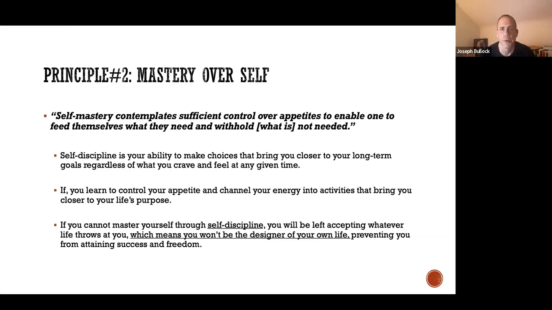So the next one is mastery over self, self-mastery. Self-mastery contemplates sufficient control over appetites to enable one to feed themselves what they need and withhold what is not needed. Self-discipline is your ability to make choices that bring you closer to your long-term goals, regardless of what you crave and feel at any given time. If you learn to control your appetite and channel your energy into activities that bring you closer to your purpose, then if you cannot master yourself through self-discipline, you will be left accepting whatever life throws at you, which means you won't be the designer of your own life, preventing you from attaining success and freedom.